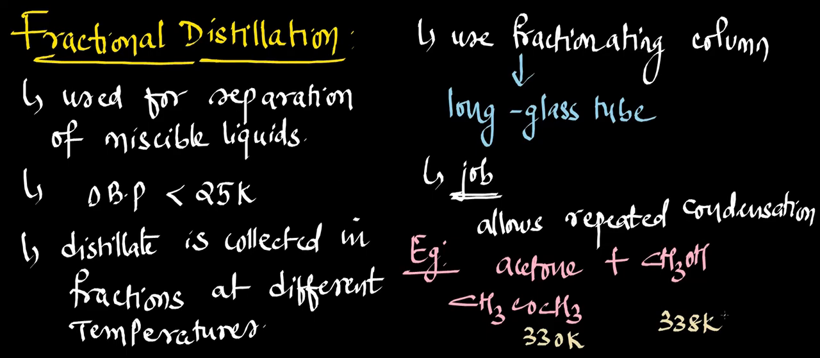Now when you see the boiling points, it's very clear that it's easy to reach the boiling points of both the liquids in a very short time. So when we use a fractionating column, it helps us to separate the acetone vapors from the methyl alcohol vapors by making repeated condensation processes.